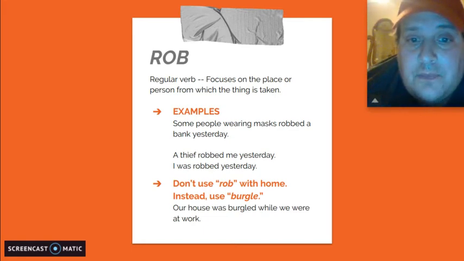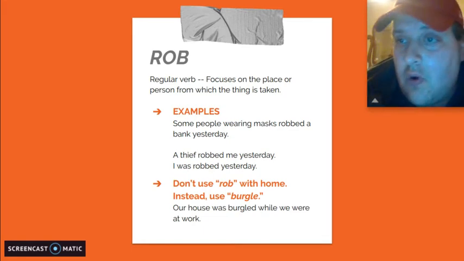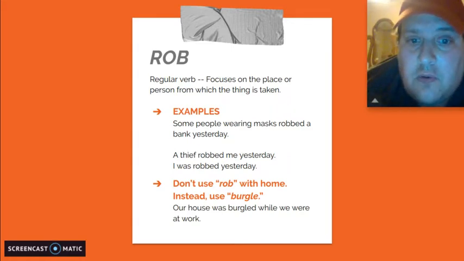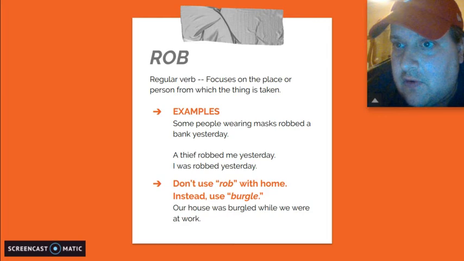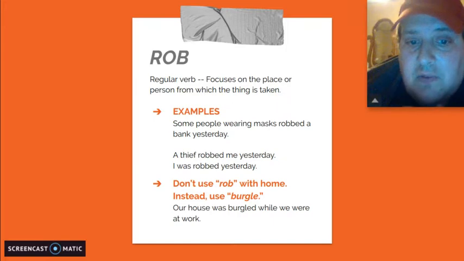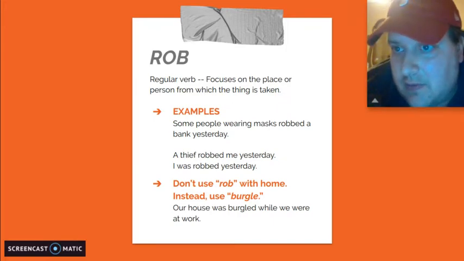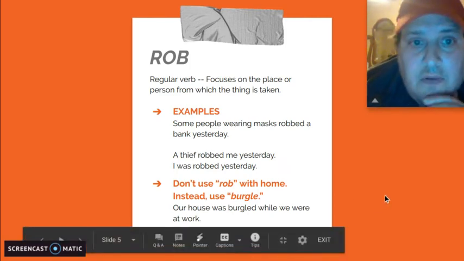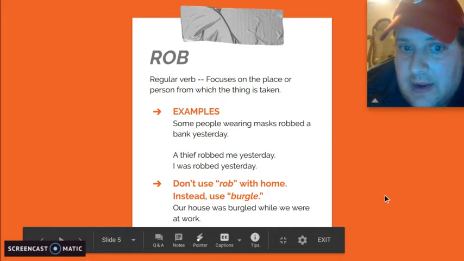Okay. Now, even though home is a place, it's a location, we don't commonly use rob with home. According to Cambridge Dictionary, you want to use burgle with home. Okay. So you can say, someone robbed a store, someone robbed the church, but for home or house, you want to say burgled. Okay? Our house was burgled while we were at work. Okay? Someone burgled our house.